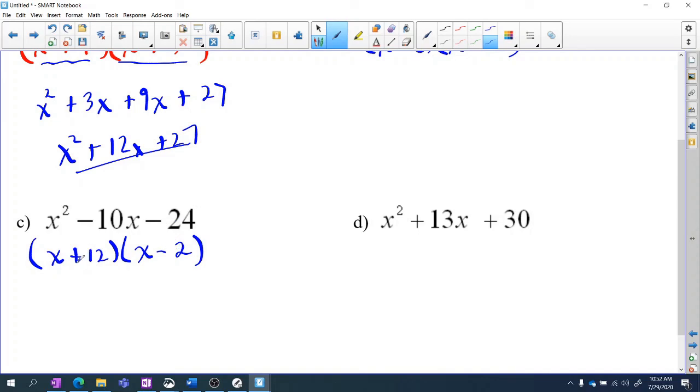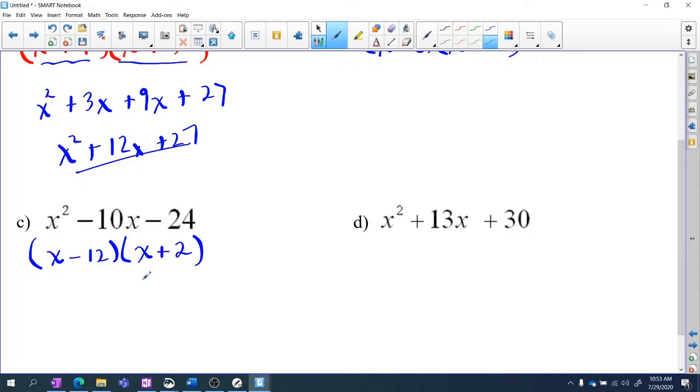So if I check mine real quick, 12 times negative 2, there's my negative 24. 12 plus negative 2, there's my negative 10. Oh, I got these backwards. Good thing I talked myself into this one, because those would add to give me a plus 10, not a minus. So I got these in the wrong place. This should be negative 12, and this should be plus 2.